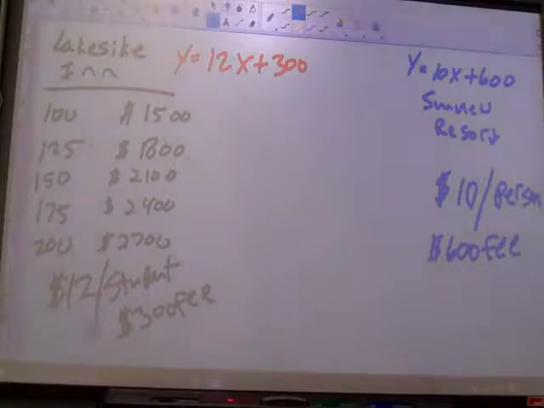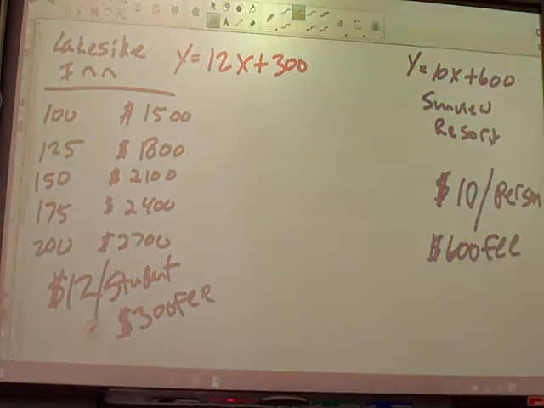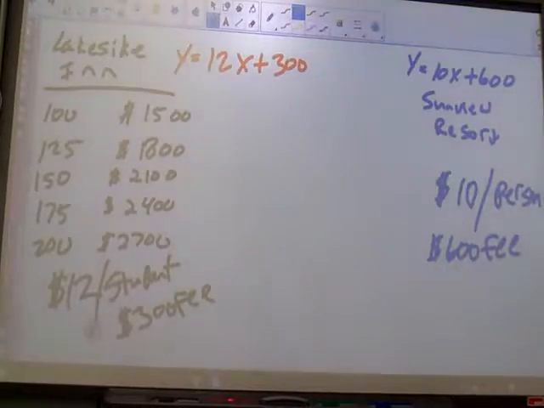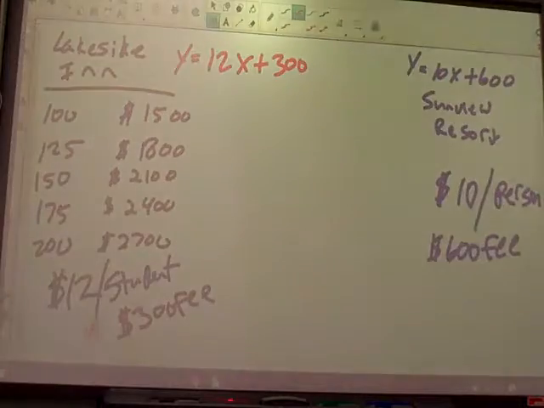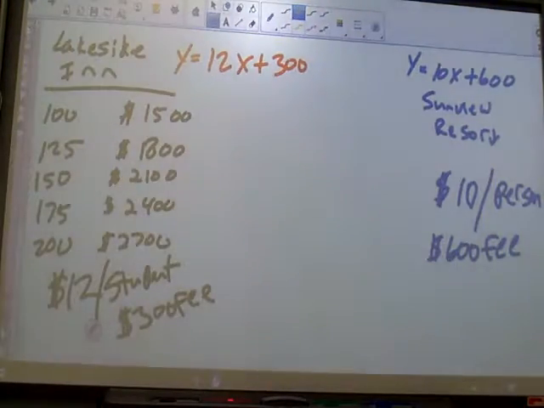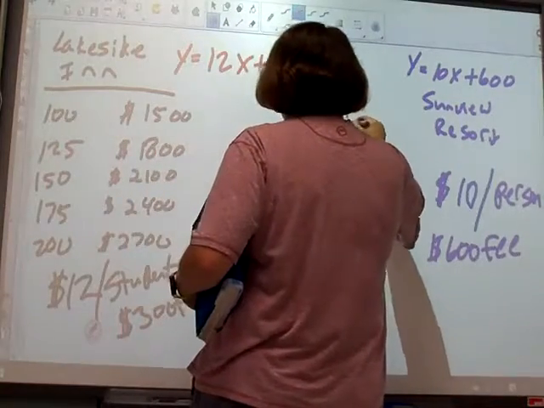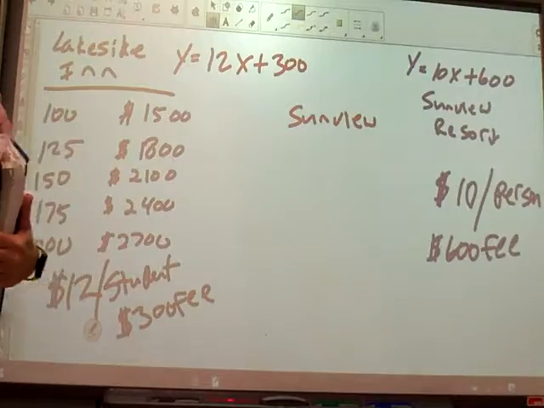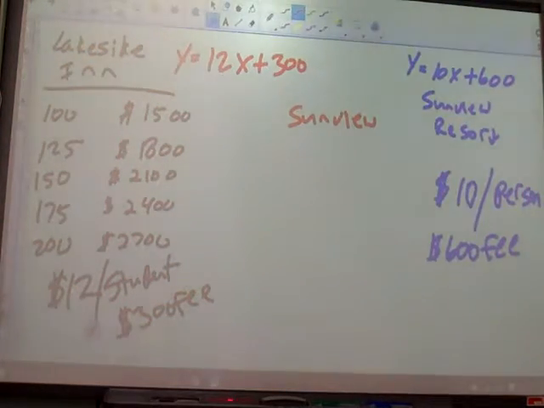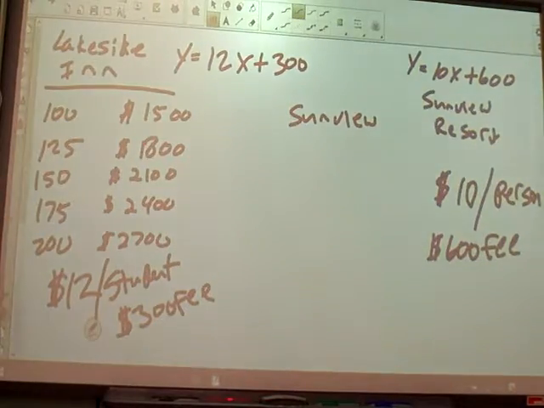All right, so our first question says, which venue charges less per student? You can see that now. We've written up there that Lakeside charges $12 a student. Sunview charges $10 a student. So when it said which one charges less, you would say Sunview. Now does that mean that's the better deal? What does it depend on? No. Depends on how many kids go, doesn't it?